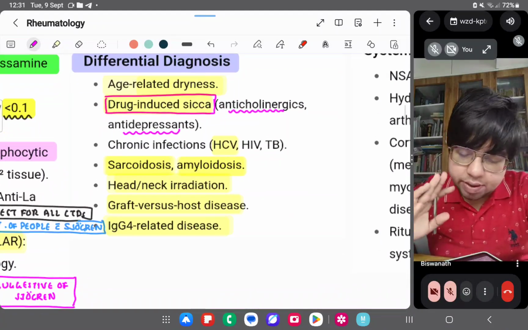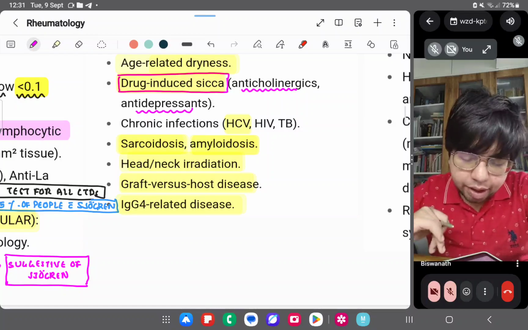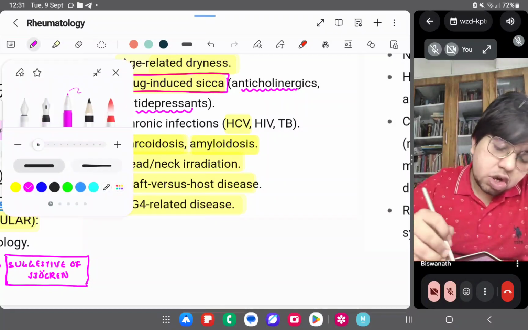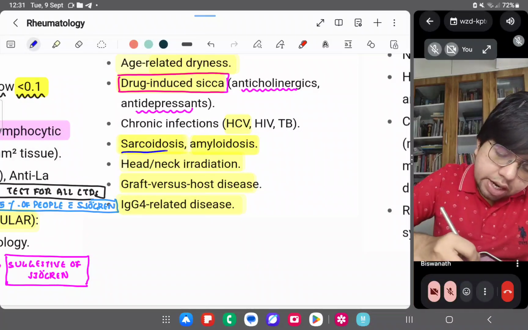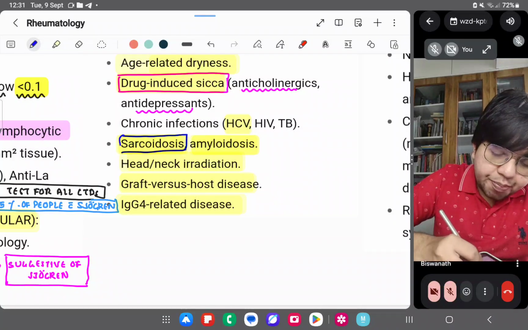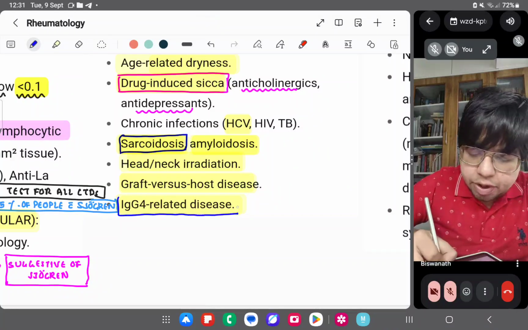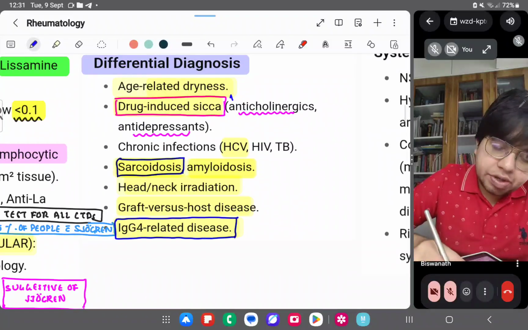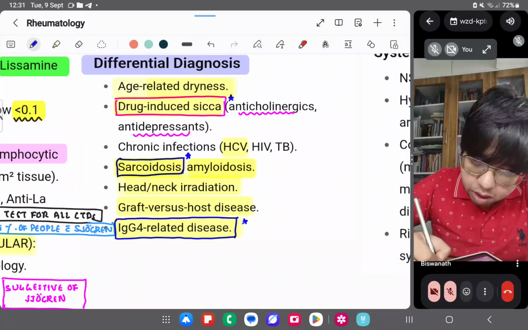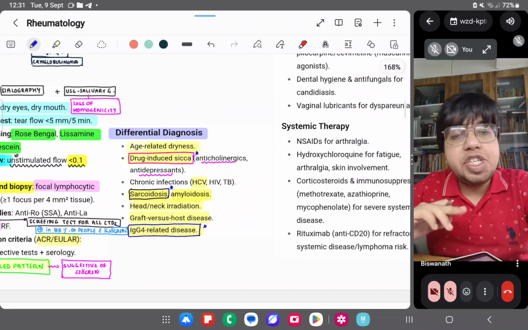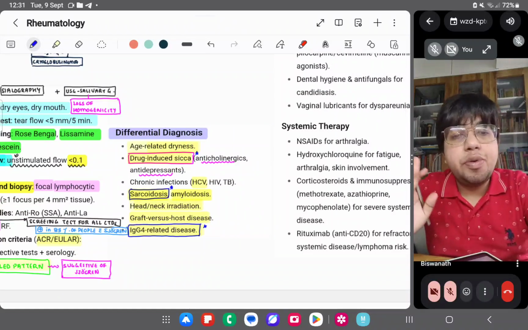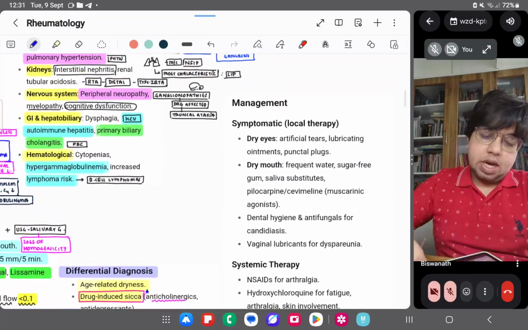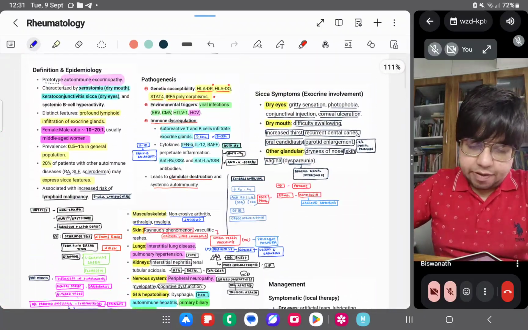Age related dryness, drug induced sicca, HCV, sarcoidosis, amyloidosis. Head and neck irradiation, graft versus host, and IgG4 related. The most common, you can remember this sarcoidosis, and this IgG4 related disease. You have to rule out this. Drug induced, you can remember. Okay, these are the differentials for this condition.